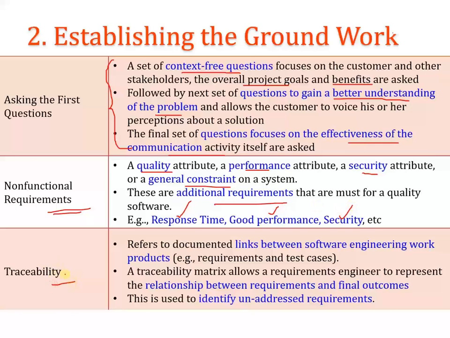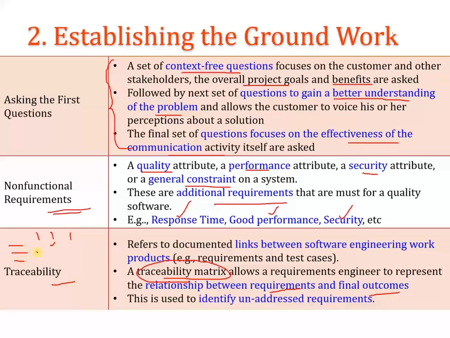The last concept is called traceability. This is used to refer to document links between the software engineering work products. That is, this is a matrix-like representation that allows the requirements engineer to represent the relationship between the requirements and the final document. The requirements will be written in each row, followed by the corresponding product that satisfies the requirement. For example, if the first requirement is satisfied through the second product, a tick mark or a cross mark will be placed there.